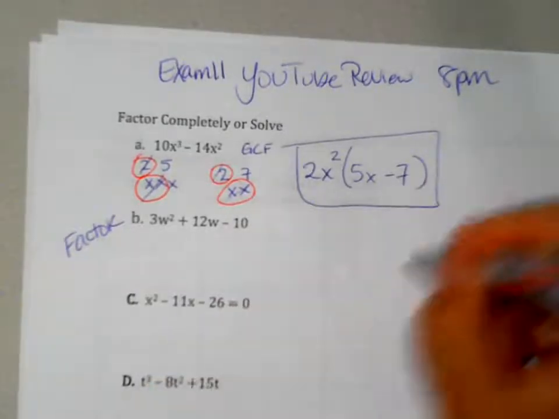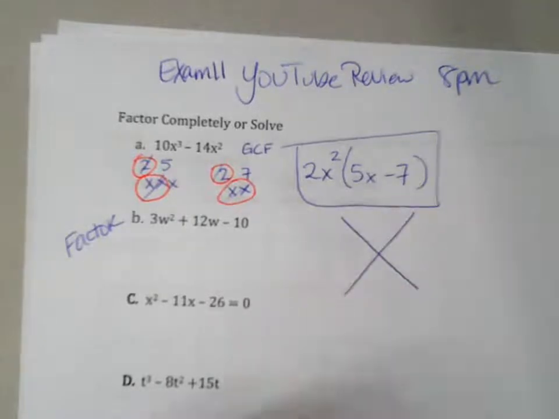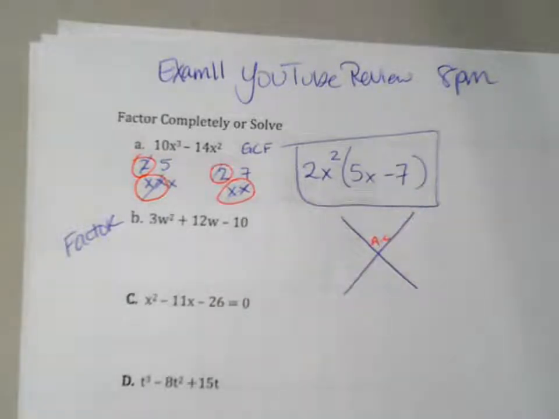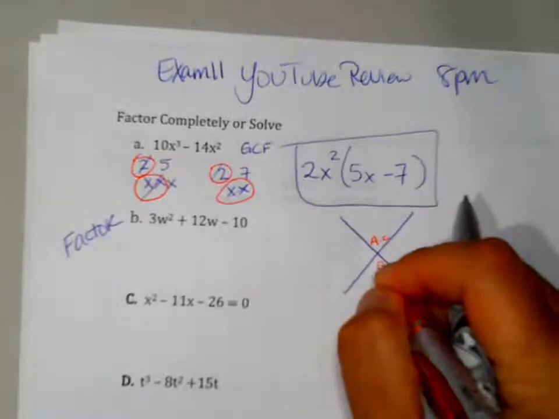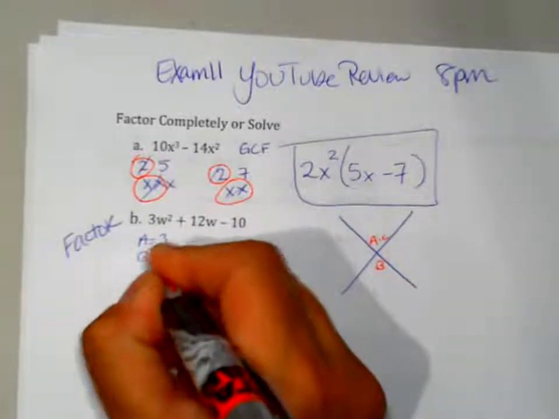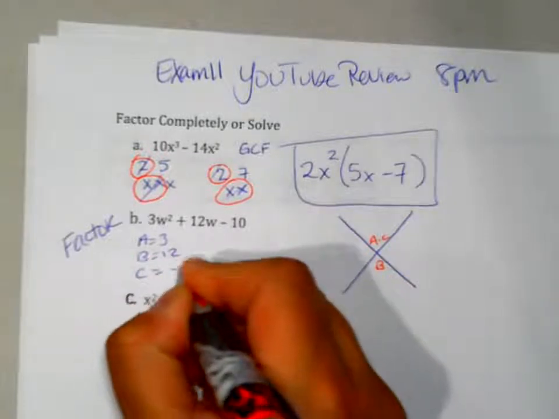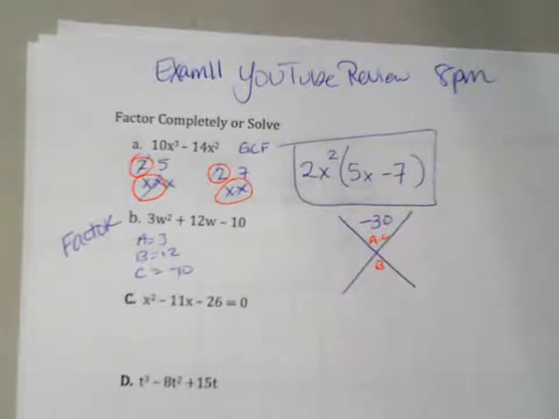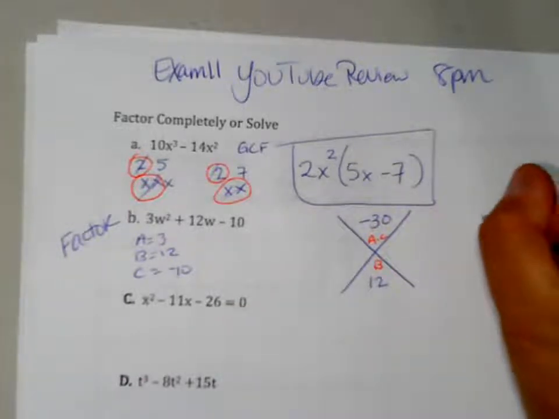When you factor this one, remember we taught you guys to do the X method, where on top it's A times C, so the A term times the C term, and the B term on the bottom. So in this case, our A is equal to 3, our B is equal to 12, our C is equal to negative 10. Multiply them together. I've got 3 times negative 10, that's negative 30. My B's on the bottom. Now I need 2 factors of 30 that are going to equal 12.